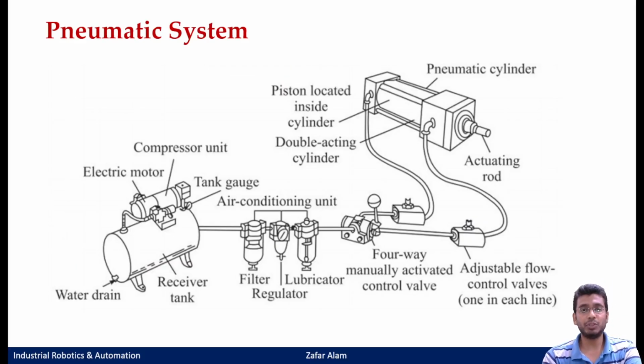Now, if you see the components of a pneumatic system, you have a compressor. This compressor is actually run by an electric motor. If you compare it to a hydraulic system, what was generating the pressure there? An electric motor was running a pump.